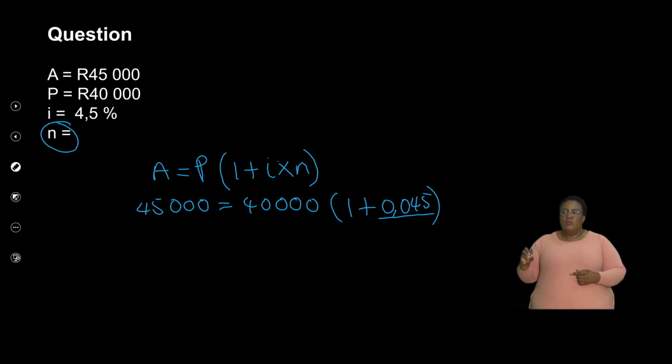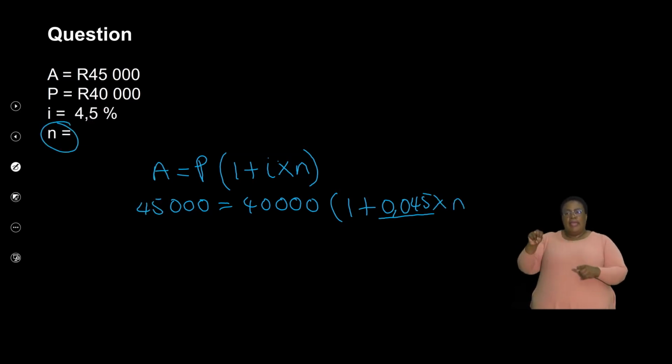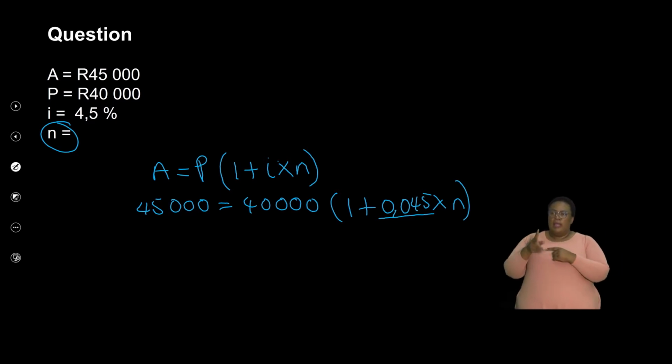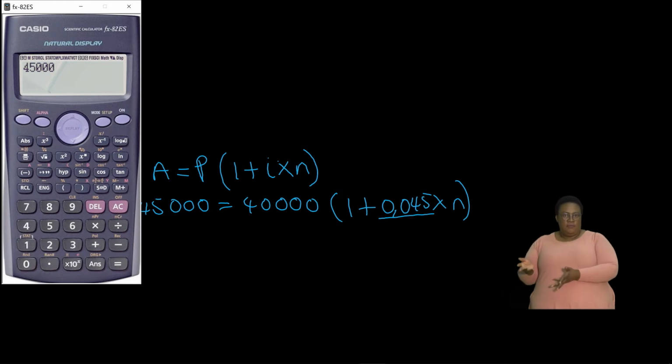Look at me, I'm already thinking compound interest now. So multiply this by n, which is what we are trying to find. So I'm going to go back to my calculator. So it's 45,000. Firstly, I will divide both sides by the 40,000 to get rid of it, so that I can have the bracket on its own. Remember, that's the big idea. The big idea when you are solving is you must get the variable on its own. So I'm going to divide this by 40,000, and my answer will be 9/8. So you can see this is 1.125.